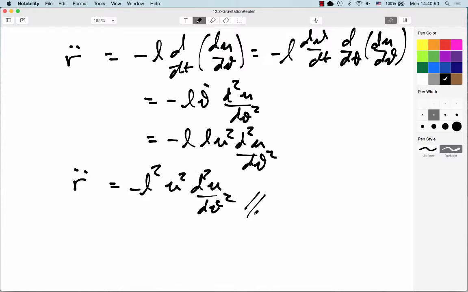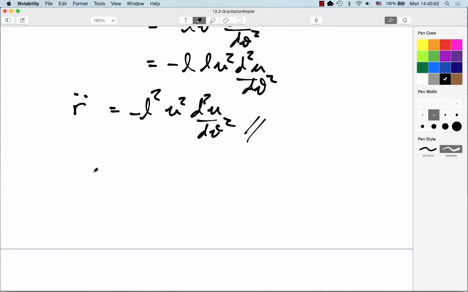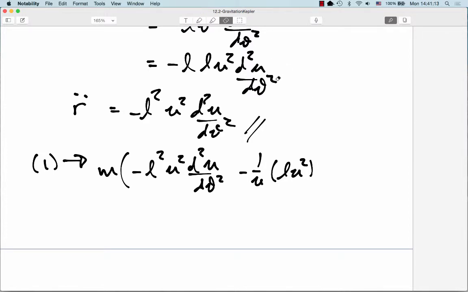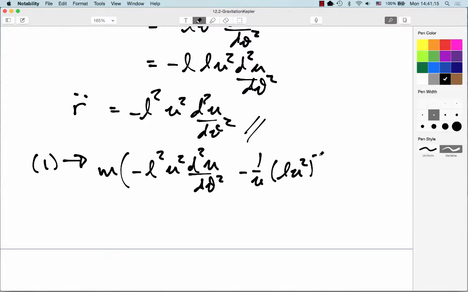Great. So finally now I can put all that in and rewrite my equation number 1. It becomes m times minus L squared u squared d squared u d theta squared minus 1 over u, L u squared squared, equals my f of 1 over u.